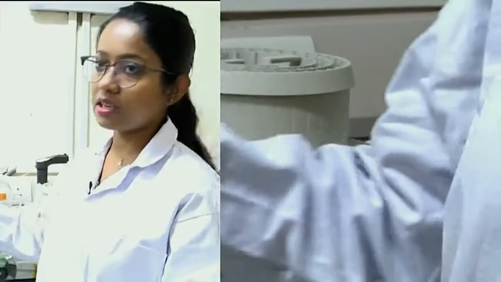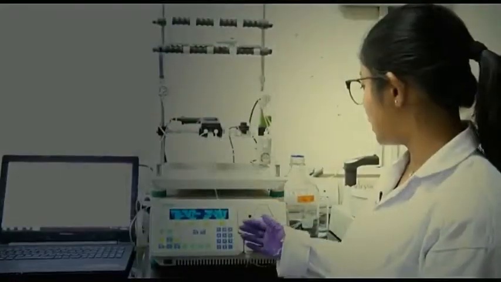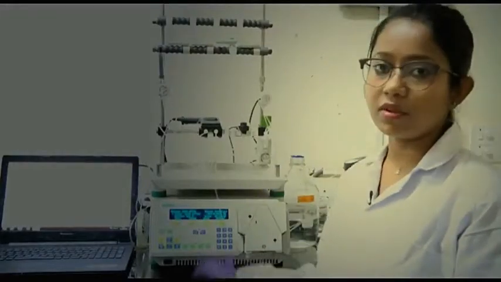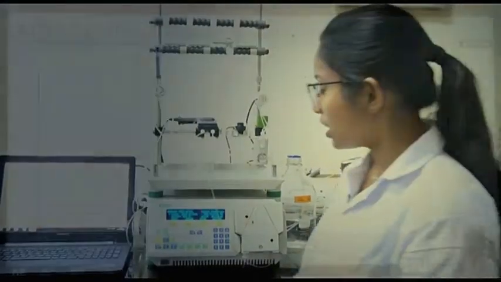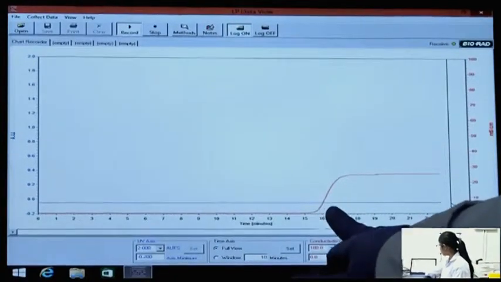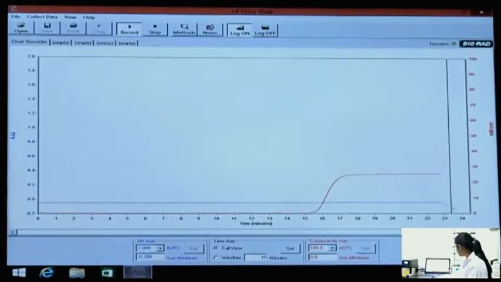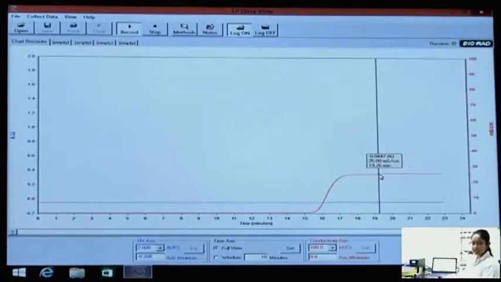Now, I will wait till my column gets equilibrated with the wash buffer. So, now we are running buffer A through this column for almost 10 minutes. You can see in this monitor, the red line is going up and it becomes stable at a particular point. This is the conductivity detector measurement.